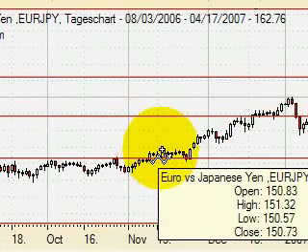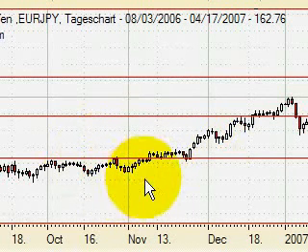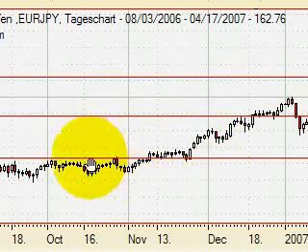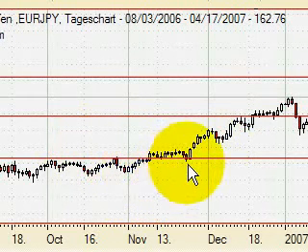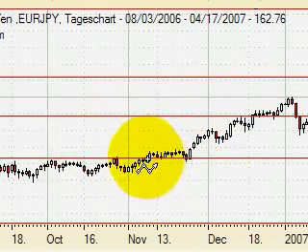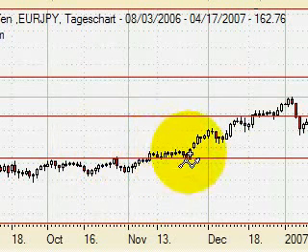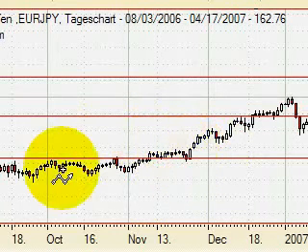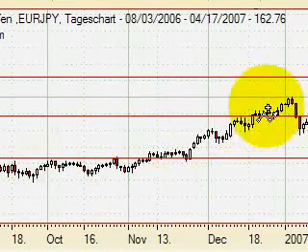So this is a resistance line. Now, what usually happens when a resistance line is broken is that it becomes a support line. A support line is something that helps the price stay up. As you can see here, after the price broke the resistance line, it went a little bit up, then bounced back, and you can see it retraced a little bit, but bounced on the resistance line that now became a support line, and then it went up lots of pips.